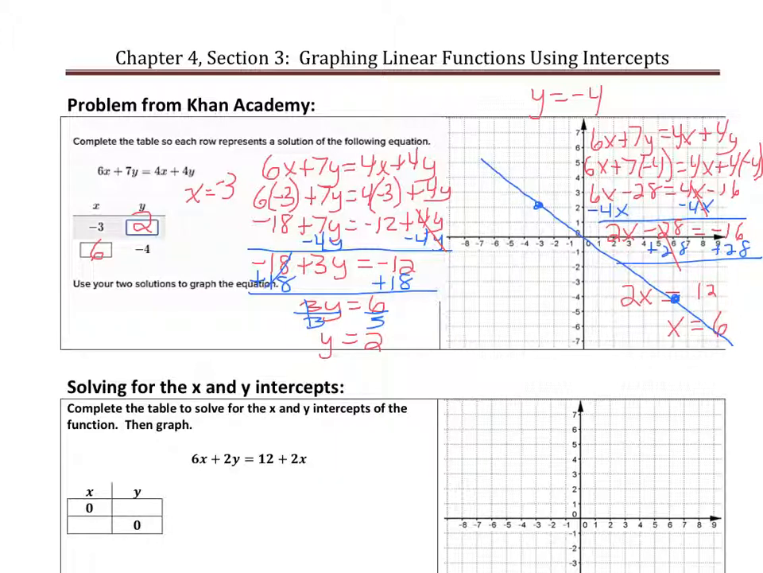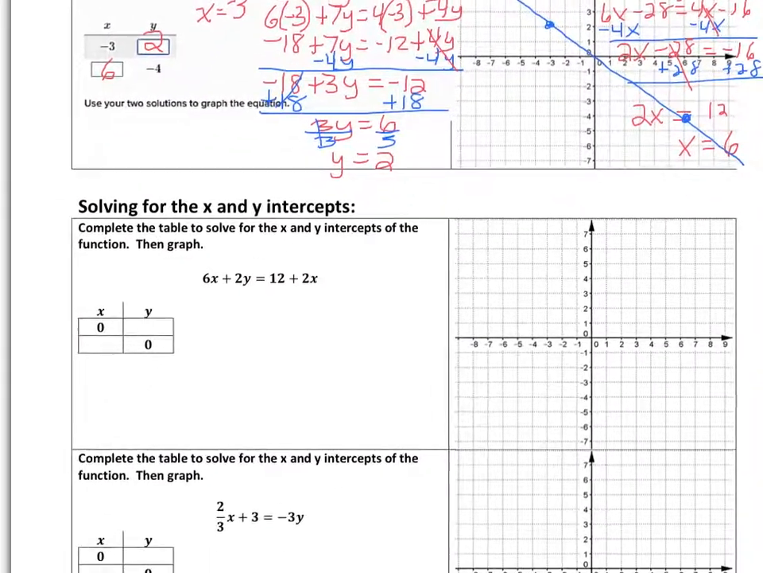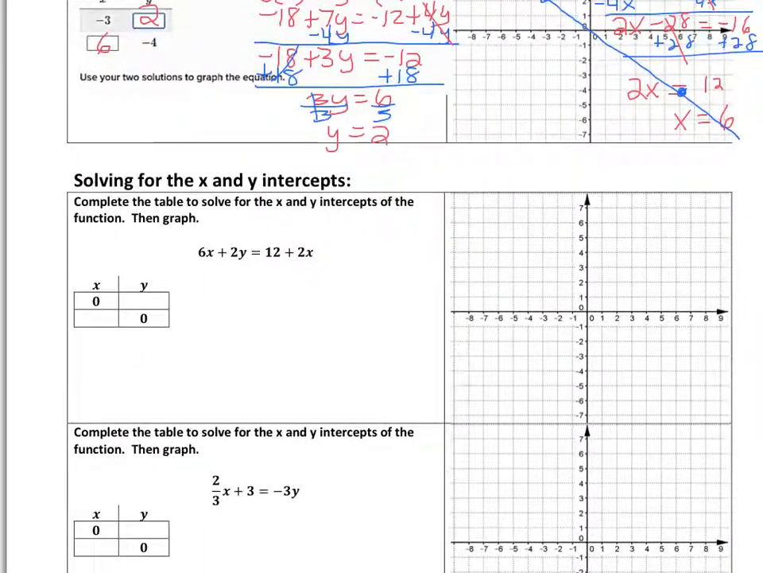I wanted to show you that's kind of a lot of work coming up with those 2 points. And we can make our life much, much simpler by using the x and y intercepts. That's where the line will cross the x and y axis. The reason why it's much simpler is because they happen when either x equals 0 or y equals 0, so it makes our work a lot easier.